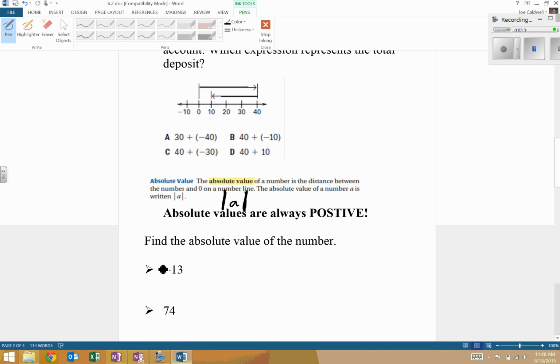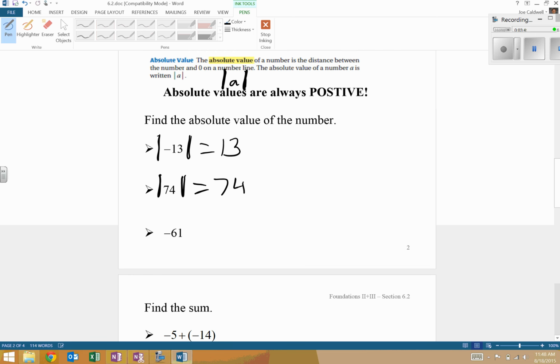So essentially, pretty easy here. The absolute value of any number is positive. So negative numbers become positive. Here's the key, it's not opposite. Positive numbers just stay positive. Just always positive. Negative 61, again, absolute value bars make it positive.